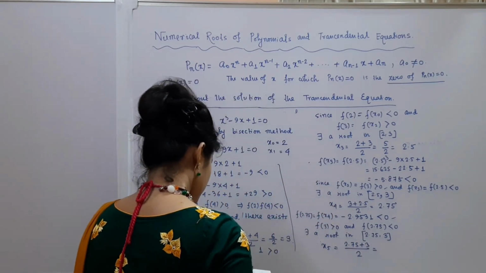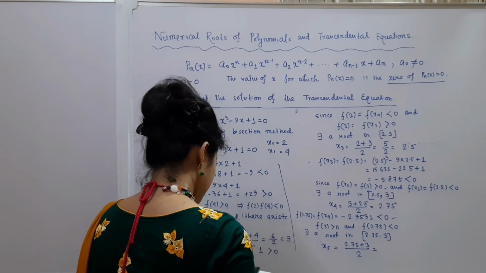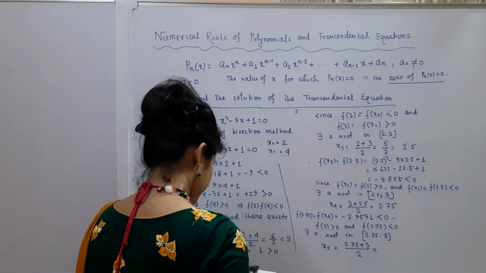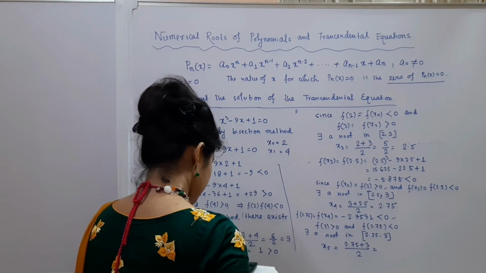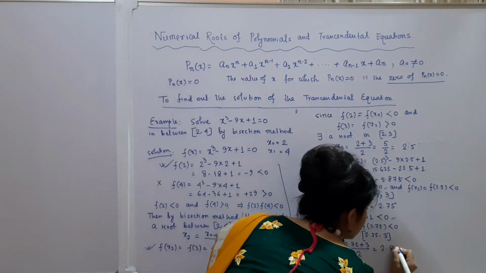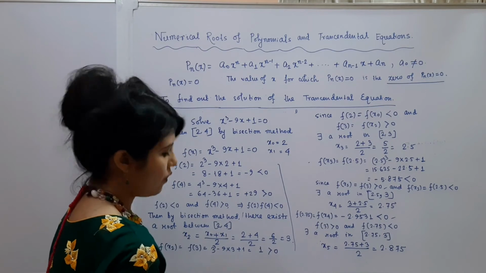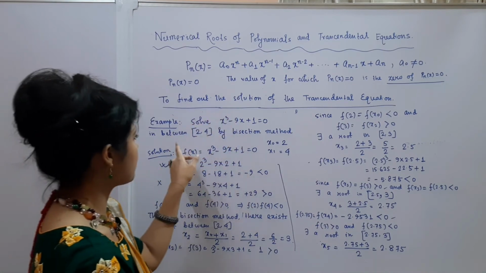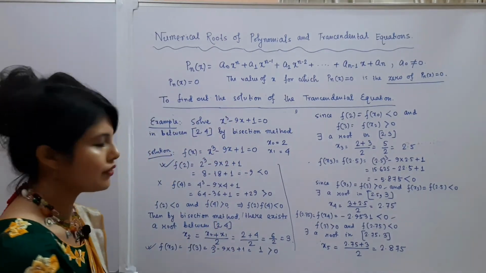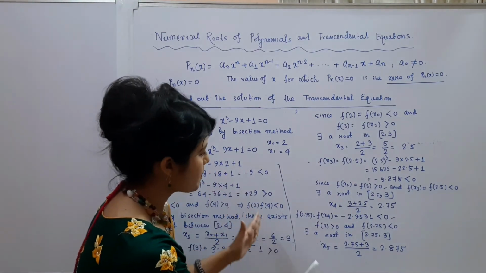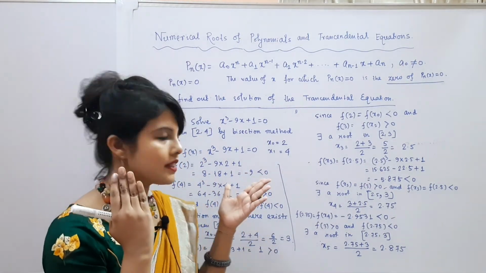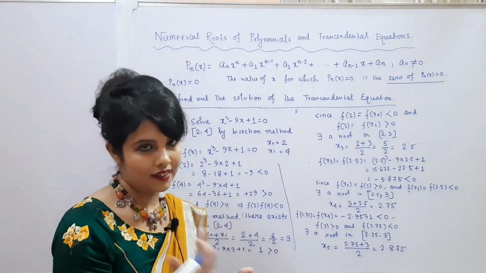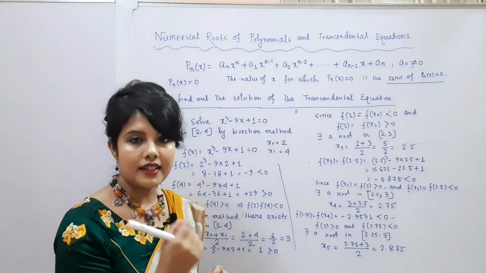2.75 plus 3 by 2 will give you 2.875. So look at the problem: the problem was to solve this equation between the interval 2 comma 4 by the bisection method. In this process I am just bisecting the interval 2 comma 4 again and again.